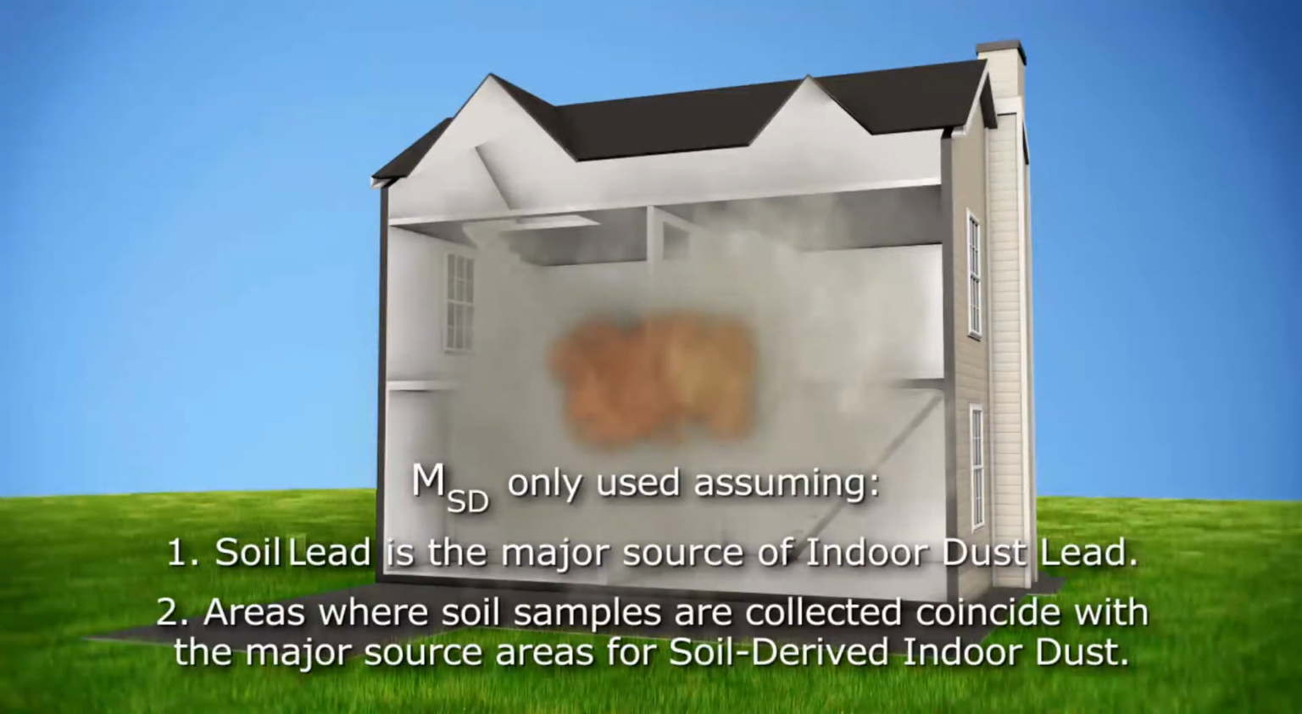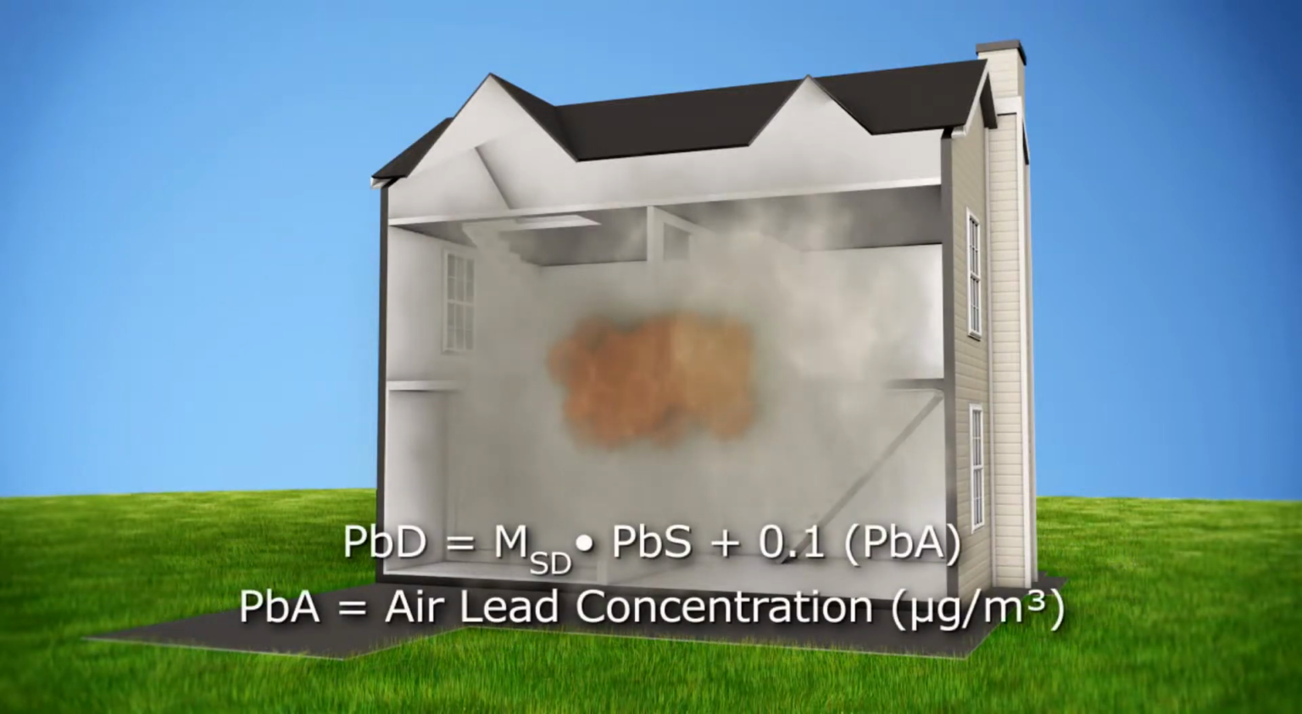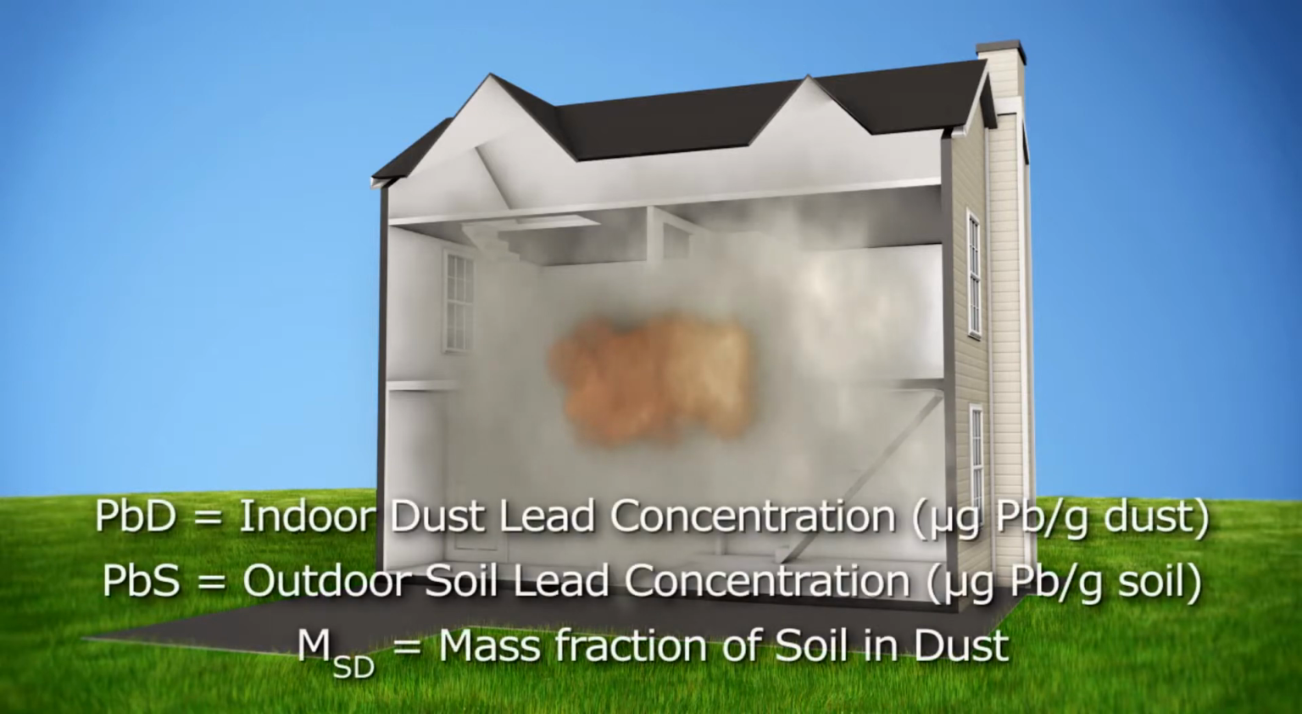If these assumptions are appropriate for a site and the exposure scenarios under consideration, then the site-specific indoor dust lead concentration can be estimated as: dust lead concentration equals MSD multiplied by soil lead concentration, plus a small contribution of lead from outdoor air lead at a 10% air lead concentration, where PBD is the indoor dust lead concentration and PBS is the outdoor soil lead concentration, and MSD is the mass fraction of outdoor soil in indoor dust.